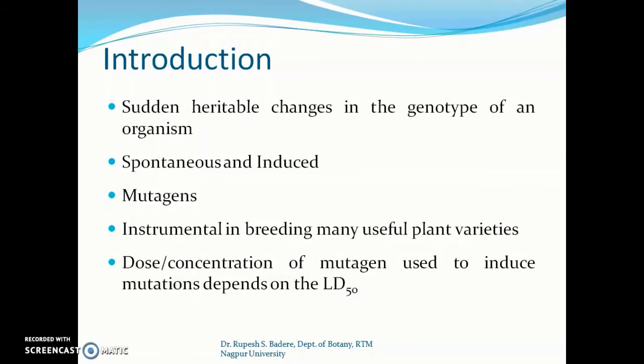One of the important aspects of induced mutagenesis is determination of the LD50 dose or concentration of the mutagen. LD50 dose or concentration is defined as the concentration or dose which will damage the plant by about 50%. You can consider germination percentage for calculating the LD50 dose, or the seedling height, or the vigor index.